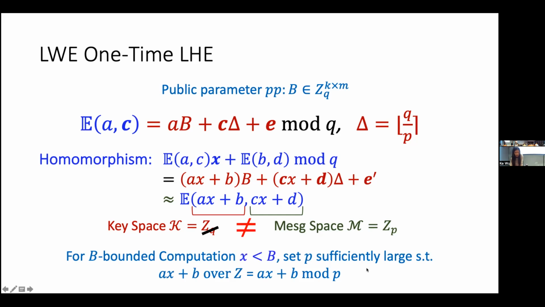What we do in the bounded computation case is very easy. Make sure that everything is smaller than P. So when I get the label AX plus B mod P, it's the same as over Z.